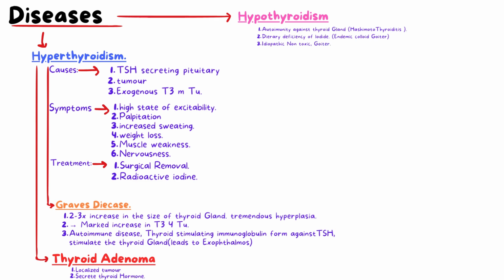Another form of it is idiopathic or non-toxic goiter. This does not occur due to the deficiency of iodine. The cause of it is unknown.